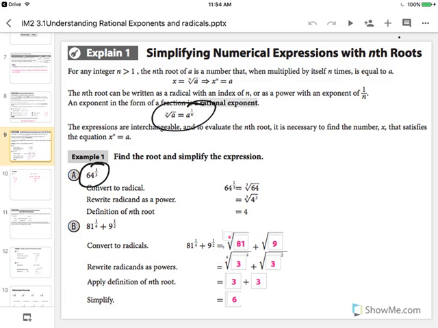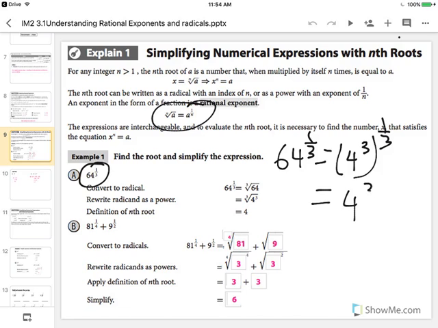So we say 64 to the power of 1/3. Well, 64 is 4 to the third power, raised to the 1/3. So this becomes 4 to the power of 3 times 1/3, which reduces to 1. So 4 to the 1 power, and the answer is 4.